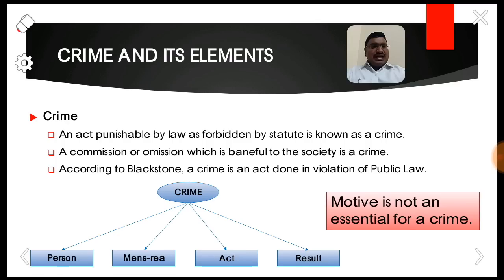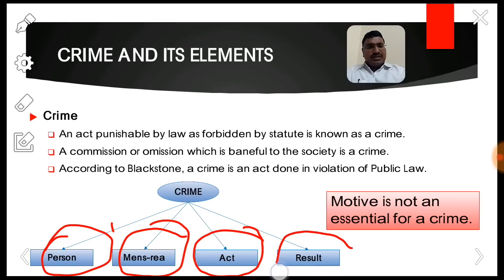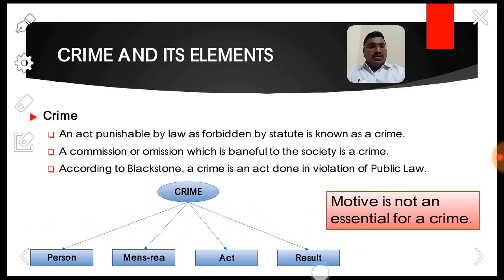There are four elements in every crime. They are the person, mens rea, actus reus, and intended result. There must be a person, a human being; there must be some guilty intention or mens rea; there should be some act or actus reus in the form of commission or omission; there must be some intended result. These four constitute the elements of crime.